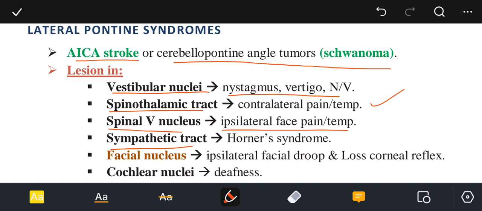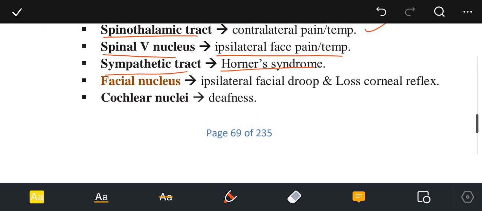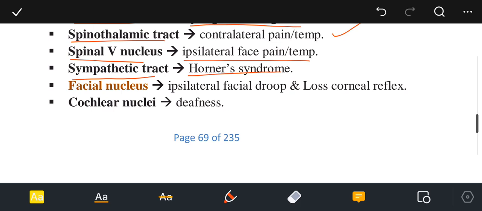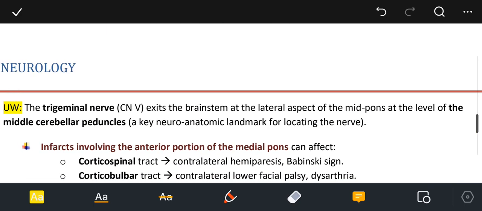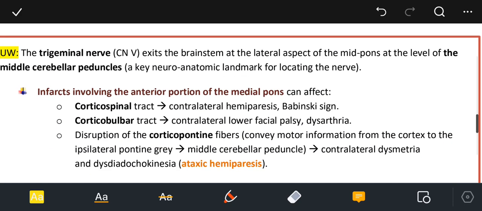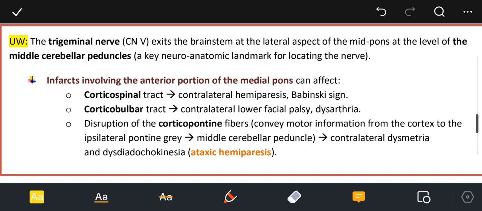If the sympathetic tract is damaged, there will be Horner syndrome. If the facial nucleus is involved, it will cause ipsilateral facial droop and loss of corneal reflex. And if the cochlear nucleus is involved, there will be central deafness, sensorineural deafness. Then there is the UWorld part about the cranial nerve nucleus. The trigeminal nerve, or CN5, exits the brainstem at the lateral aspect of the mid-pons at the level of the middle cerebellar peduncles, a key neuroanatomic landmark for locating the nerve.